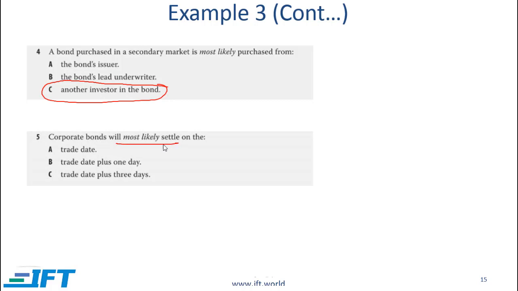Corporate bonds most likely settle on trade day plus 3 days. So just remember the fact. Government bonds and quasi-government bonds generally settle on trade day plus 1, or T+1.